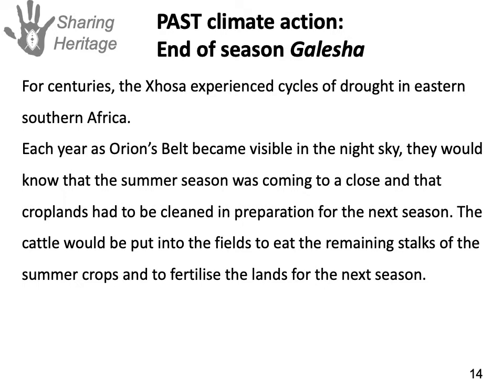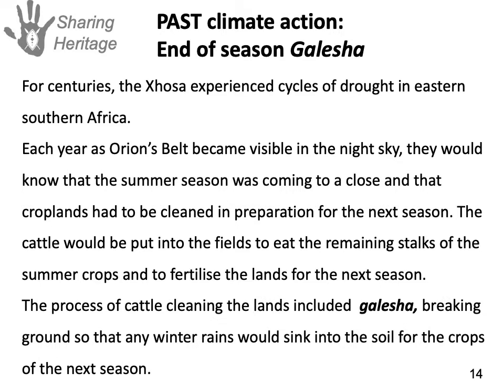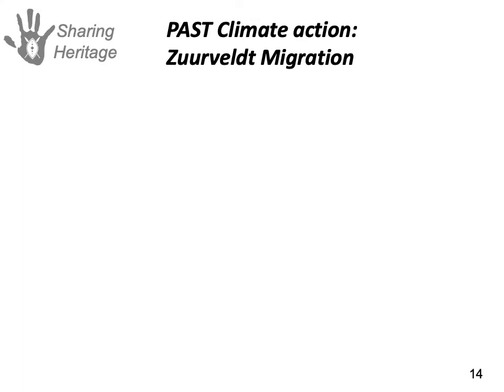But then something interesting happened as well. The process of cattle cleaning the lands included Galesha, a breaking of the ground so that the winter rains would sink into the soil for the crops of the next season.